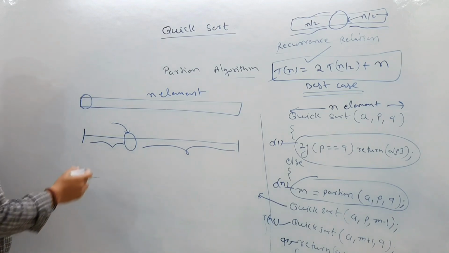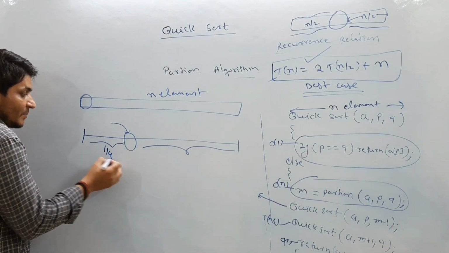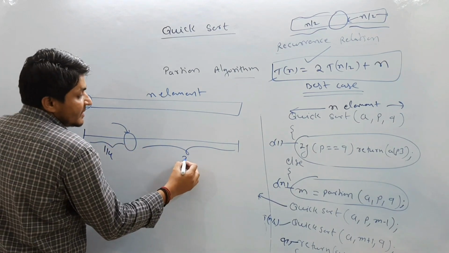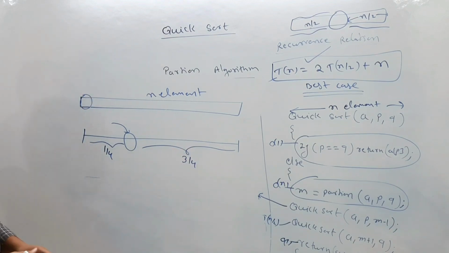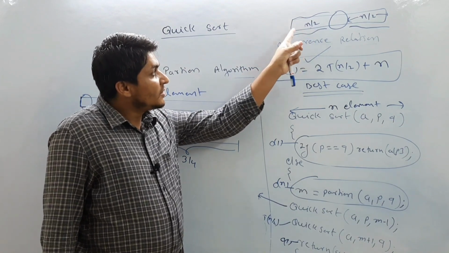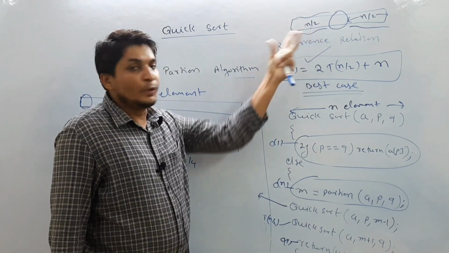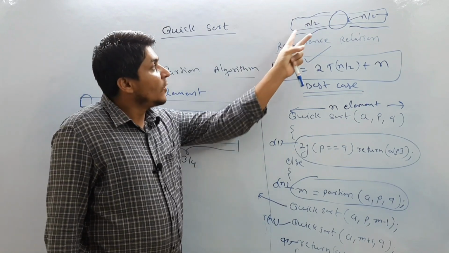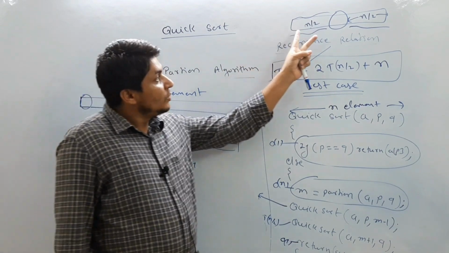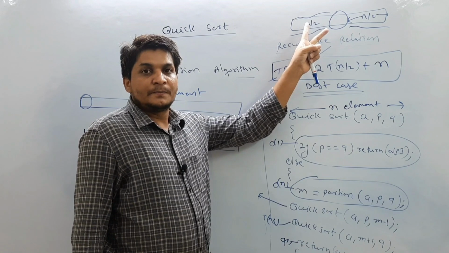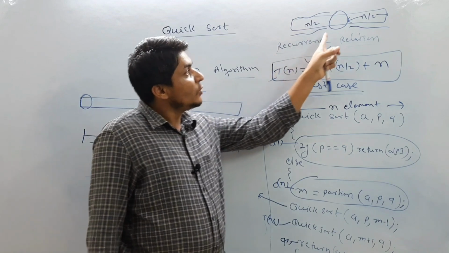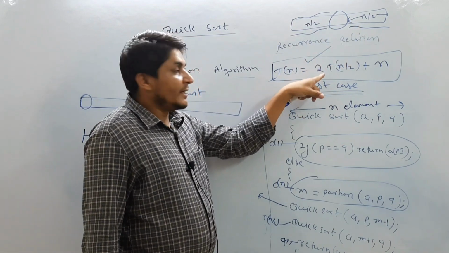So it means what? Let us assume this side 1/4 of the elements are available, and this side, let's say, 3/4 of the elements are available. This is also a possibility, because we had assumed the best case, where the pivot element divides the array into two equal parts. It is not guaranteed that it will always divide into two equal parts. It will divide into two parts, but those two parts are not going to be equal. Earlier we took n by 2 elements on this side and n by 2 elements on this side, so that is the reason I wrote that recurrence relation.